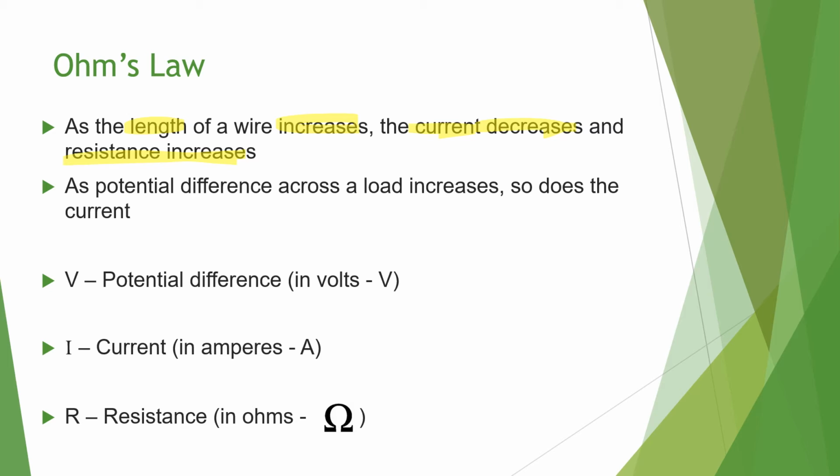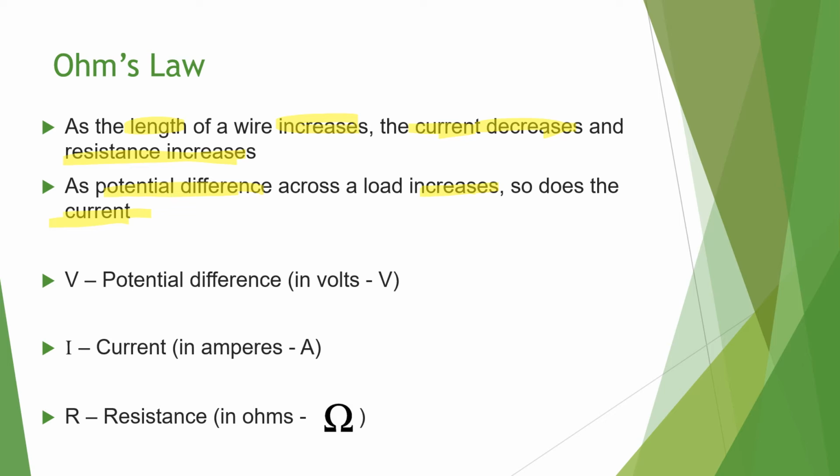As potential difference or voltage across a load increases, so does the current. So as one increases, so does the other. As voltage increases, so does current. And remember, we saw this with our water tank analogy. As water pressure increases, which was voltage, so does the flow of water, which was current.